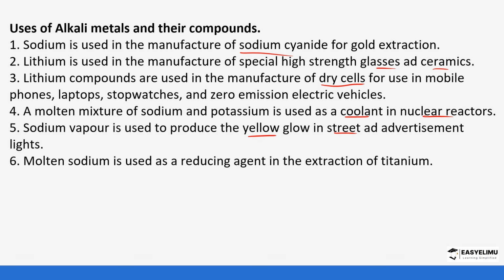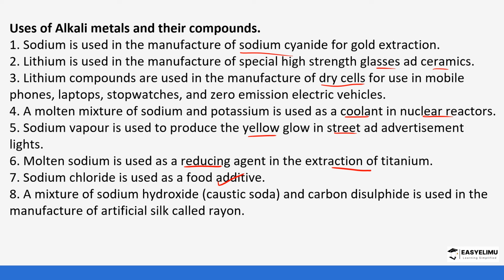And then molten sodium is used as a reducing agent in the extraction of titanium. Sodium chloride is also used as a food additive. This is one of the easiest uses because we use it in the house. And then a mixture of sodium hydroxide and carbon disulfide is used in the manufacture of rayon, which is artificial silk. So then we look at a few questions.